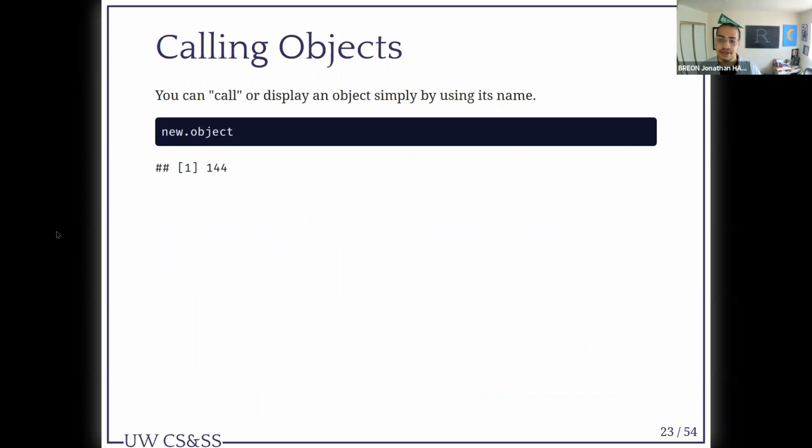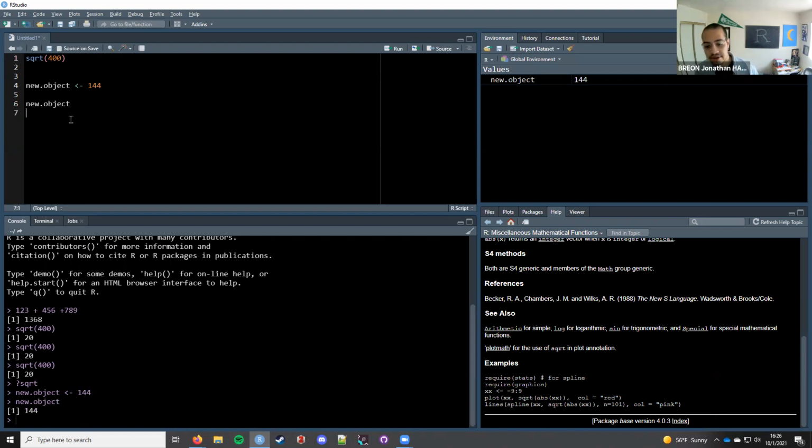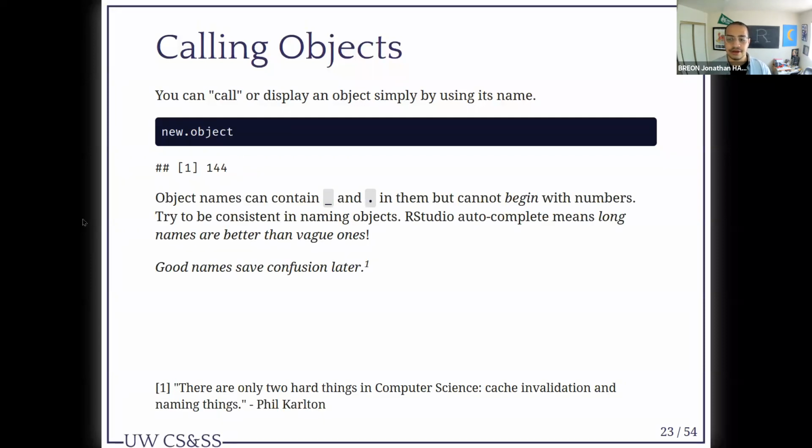About calling objects. You can call or display an object simply by using its name. So if you take new.object and run it, you'll notice down in the console, it outputs 144. This is calling the new.object object. Object names can contain an underscore and a period in them, but cannot begin with numbers.